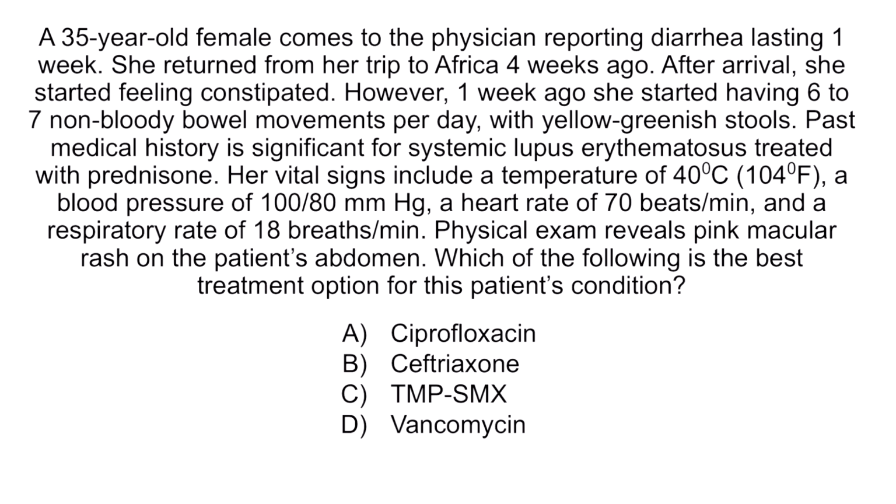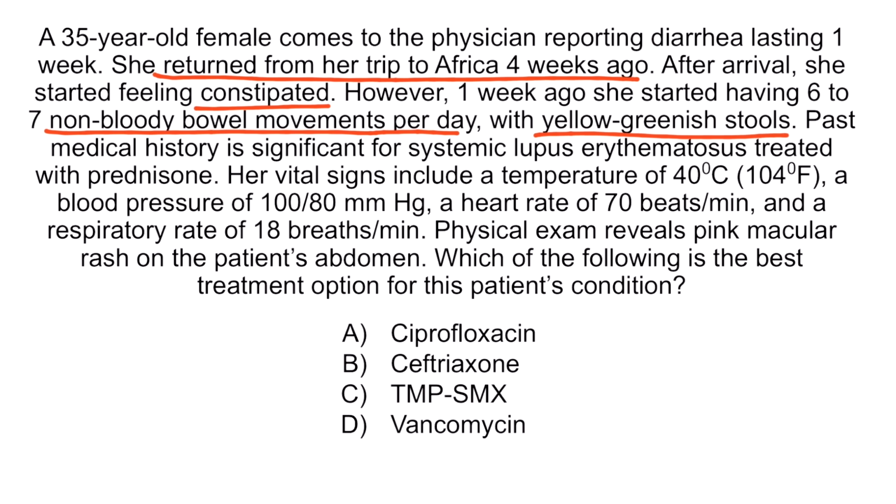Which of the following is the best treatment option for this patient's condition? A. Ciprofloxacin, B. Ceftriaxone, C. TMP SMX, trimethoprim sulfamethoxazole, or D. Vancomycin. First, we should make a diagnosis of this patient's condition. She recently returned from her trip to Africa, after which she started having constipation, followed by non-bloody, yellowish-green diarrhea.